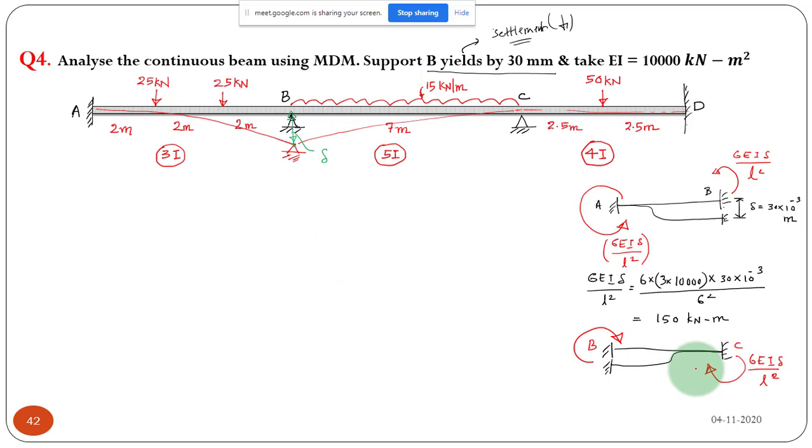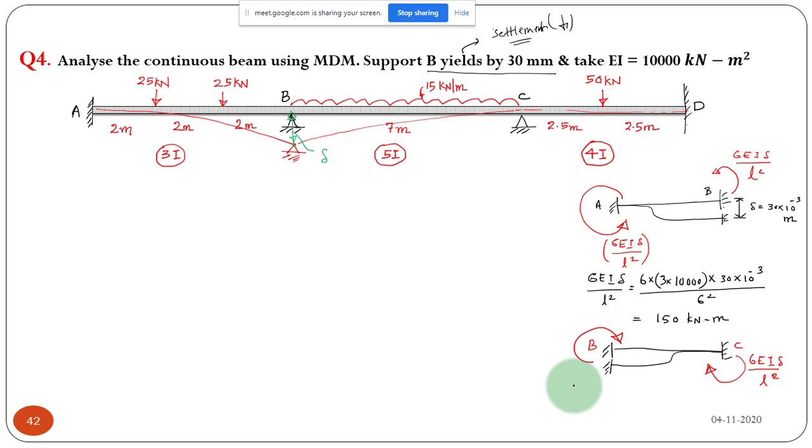So while applying this formula, you don't take 150 just to save some time on the calculation. That is wrong, because the span is different. So the same equation, 6 EI delta by L square, we have to solve for this span BC, to get the value for this magnitude.